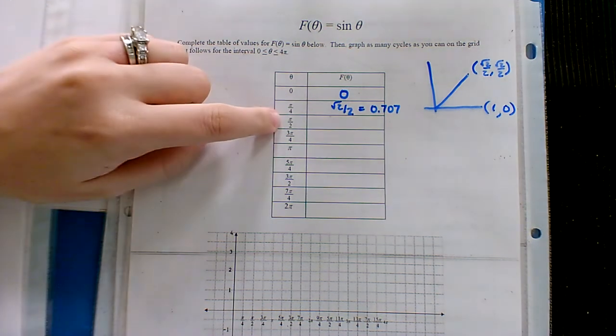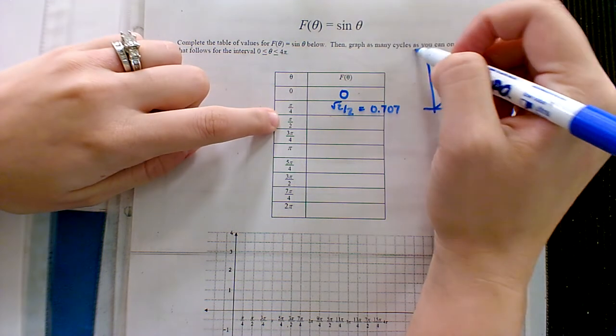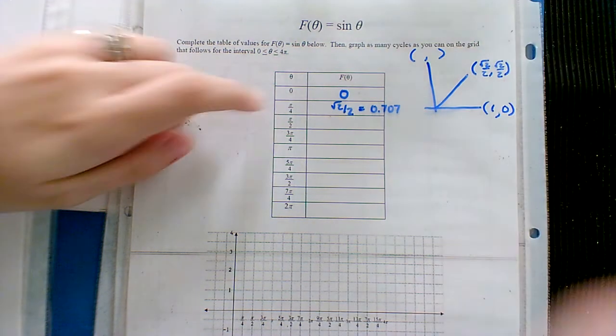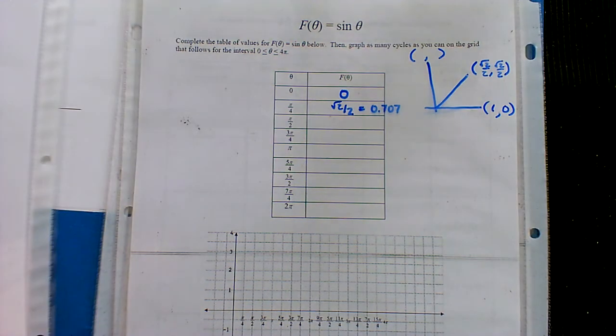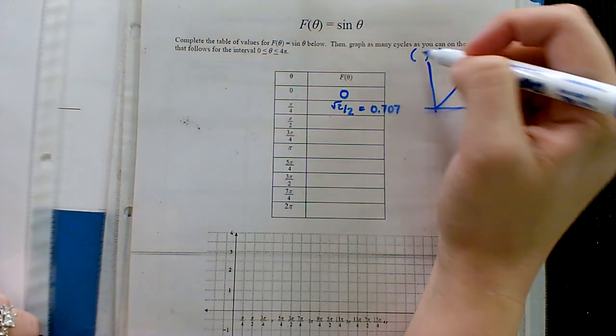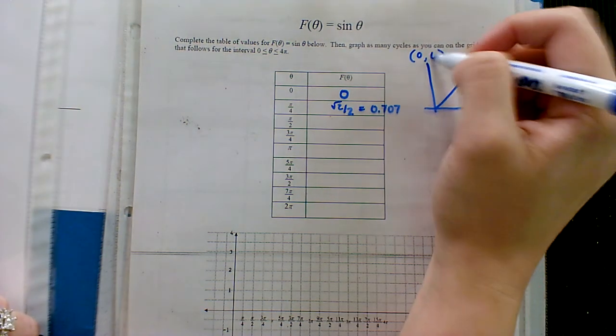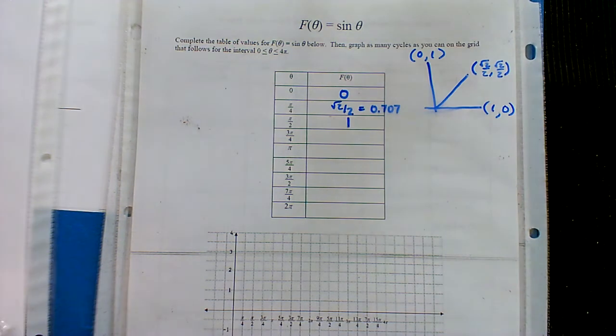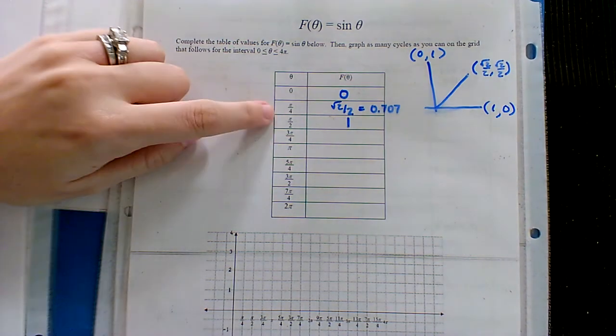All right, let's try pi over 2. That's 90 degrees at the very top. What's the y coordinate? Yes, so this would be (0, 1). The y value is 1. All right, so that's just from the first quadrant.